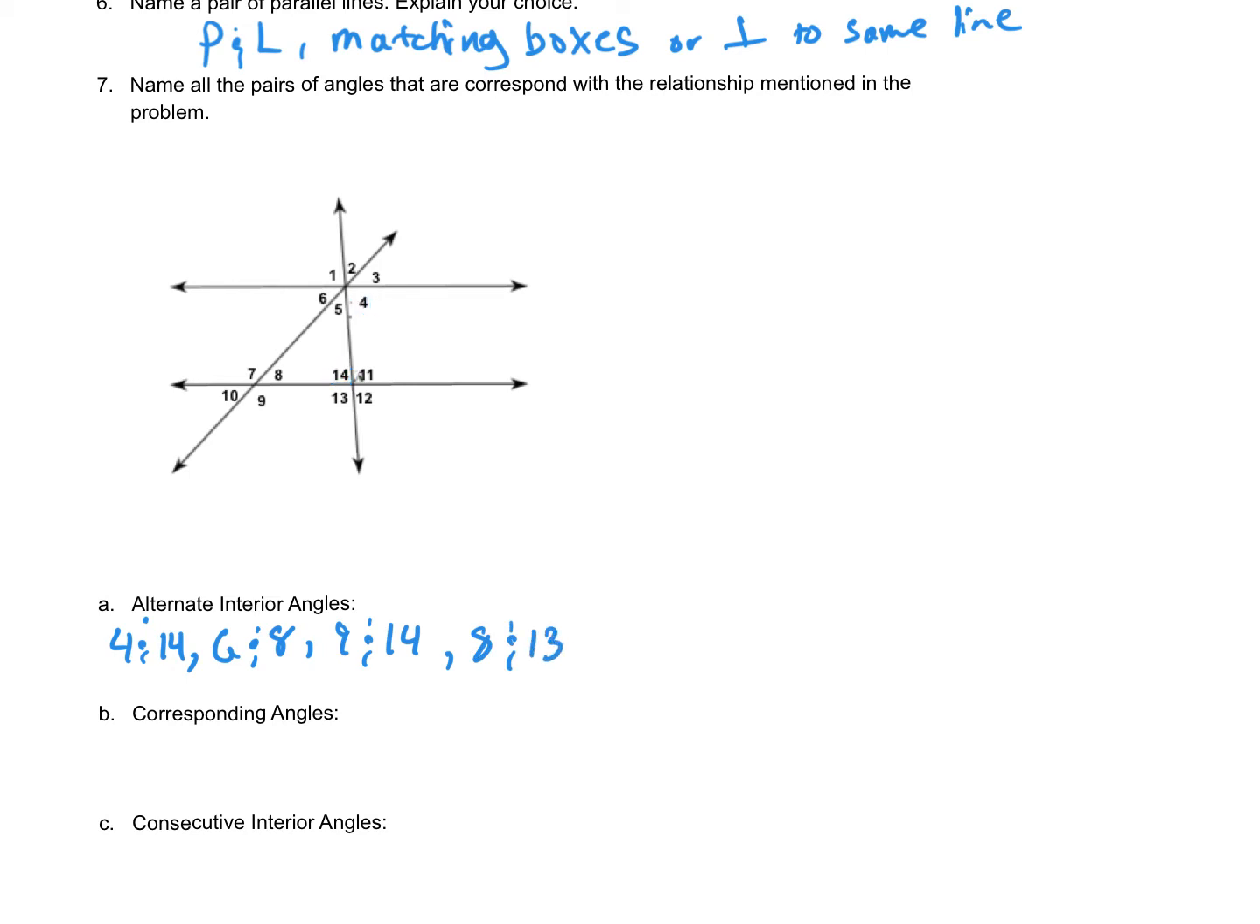Corresponding angles. Corresponding angles got to move up and down, and they got to match together, just like that. So 4 and 12 correspond. 1 and 14 correspond. 9 and 12 correspond. 10 and 13. 7 and 14, and 8 and 11.